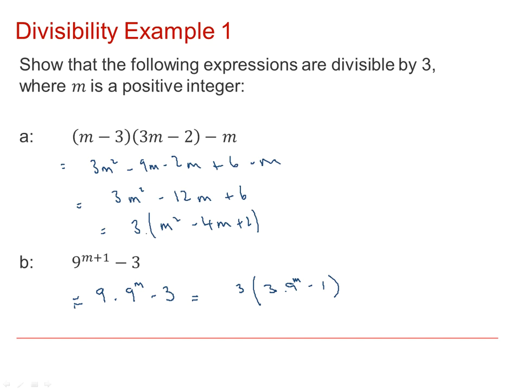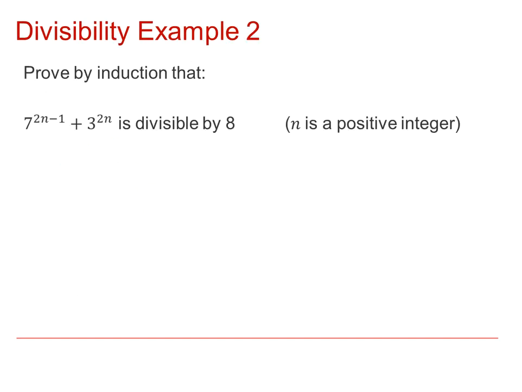Now in the next example, it's not quite so clear where we might get our factor of 8 from. But that's what we'd need to do to show that this is divisible by 8 for all possible values of n, that are positive integers in this case. So it's not obvious where it's coming from, but proof by induction can be used in such cases as this.